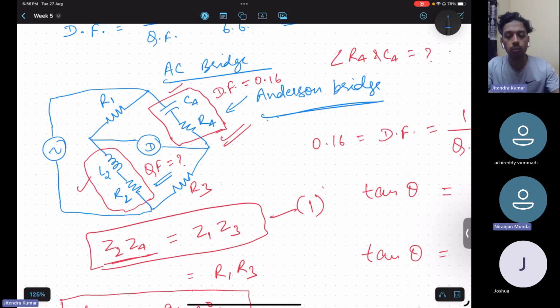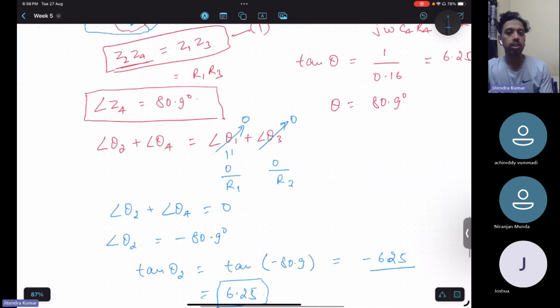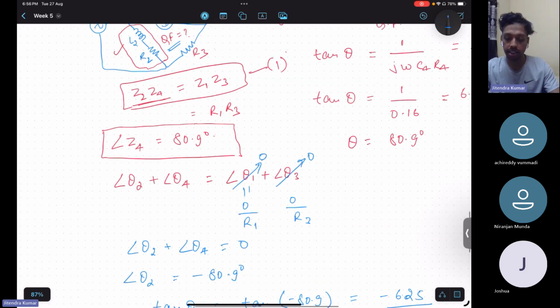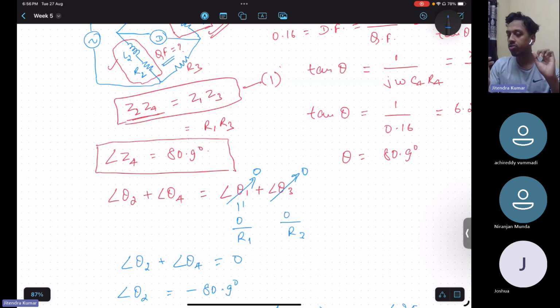What is this negative sign here? This negative sign just indicates that if one branch has a capacitor and resistor and the other branch has an inductor and resistor, the dissipation factor magnitude is definitely going to be the same, but there should be some indication that both branches have opposite nature of elements. One must have an inductor and the other must have a capacitor.